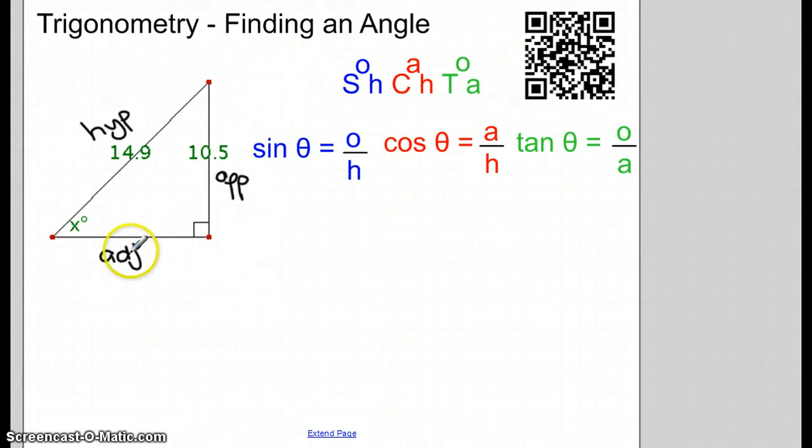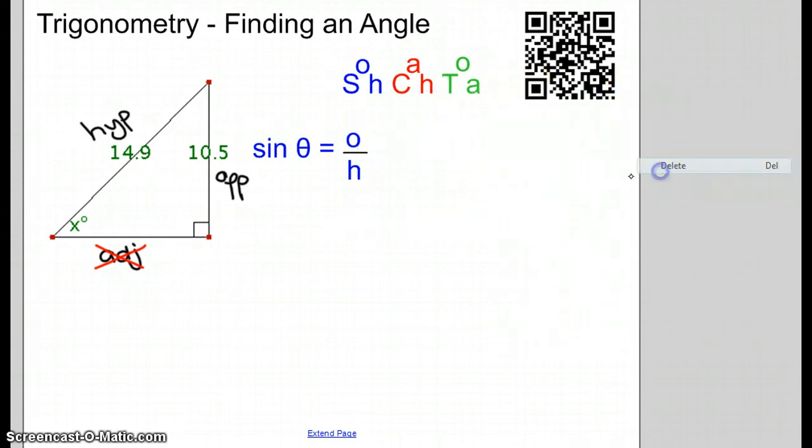Now you'll see that we don't have any information for the adjacent. We're not asked to find it, and we're not given any values for it. So if we go through our ones here, we can't use anything with adjacent in. So we can't use the cos, and we can't use tan, which means that we're going to be using sine equals opposite over hypotenuse.